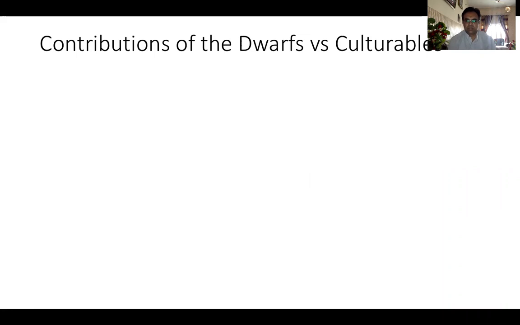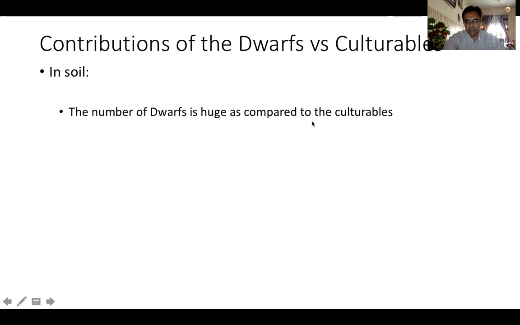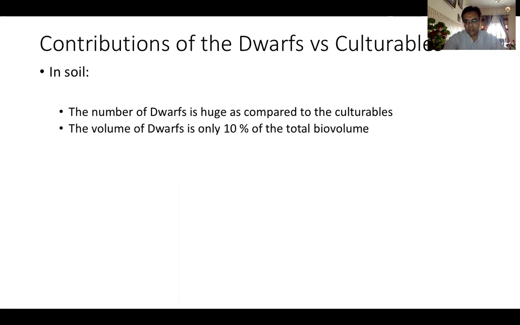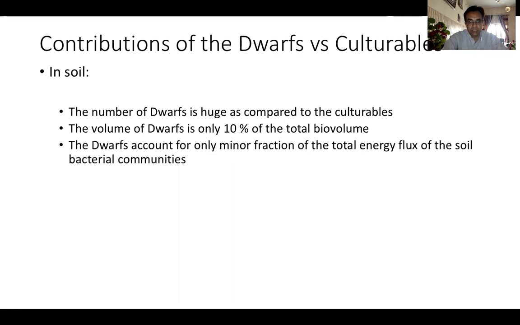So now we have discussed the dwarfs and the culturables. We have already compared them, but what is their contribution towards the overall soil turnover, in terms of biomass, or in terms of their physiology or metabolism? So this is what I would like to explain here. If we see here in soil, the number of dwarfs is huge as compared to the culturable. The volume of dwarfs, however, is only 10% of the total biovolume. So this is very important. Although more than 95% are dwarfs, they only contribute 10% of the total biovolume.